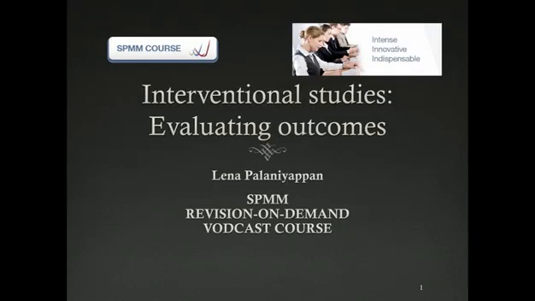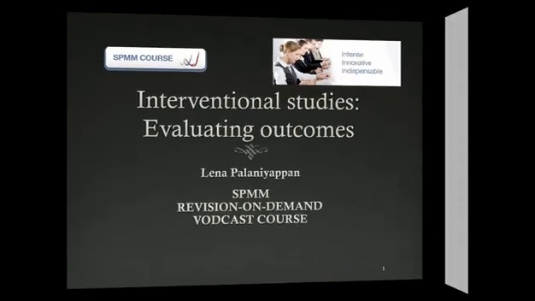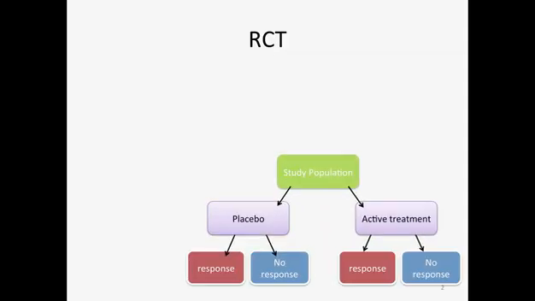In this podcast, I will discuss the concepts of evaluating outcomes reported from an interventional clinical trial. The most typical example of an interventional trial is a randomized controlled trial, RCT. In an RCT, the study population is randomized to either placebo pills or the active intervention. In both arms, some people respond while the others do not.